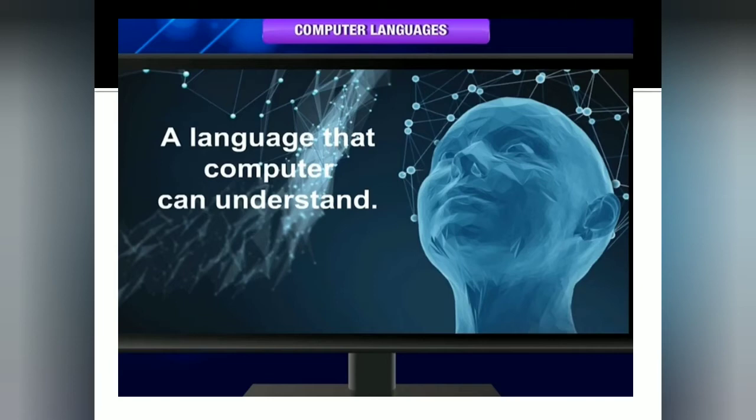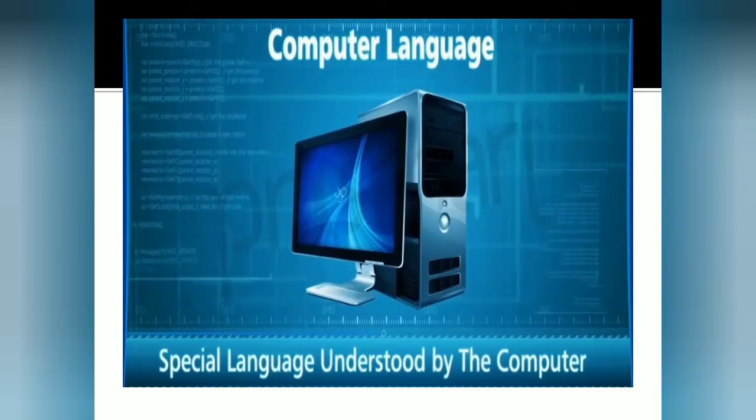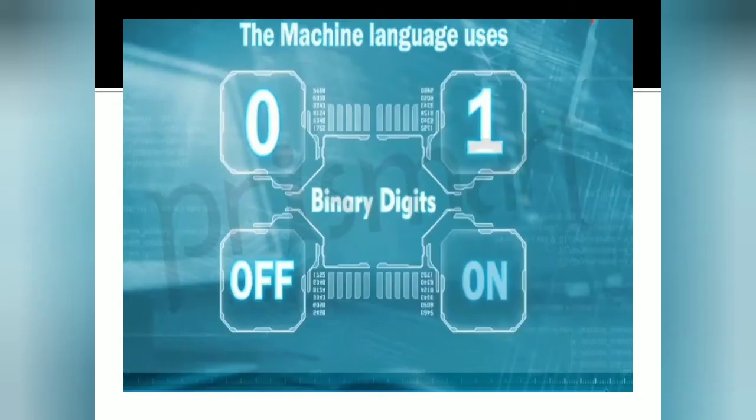So we need a language which computer can understand. You know students, a computer does not understand Hindi, English or Punjabi language. Computer understands only one language, and that language is called machine language. The language made up of zeros and ones is known as machine language or binary language, where 0 means off and 1 means on.